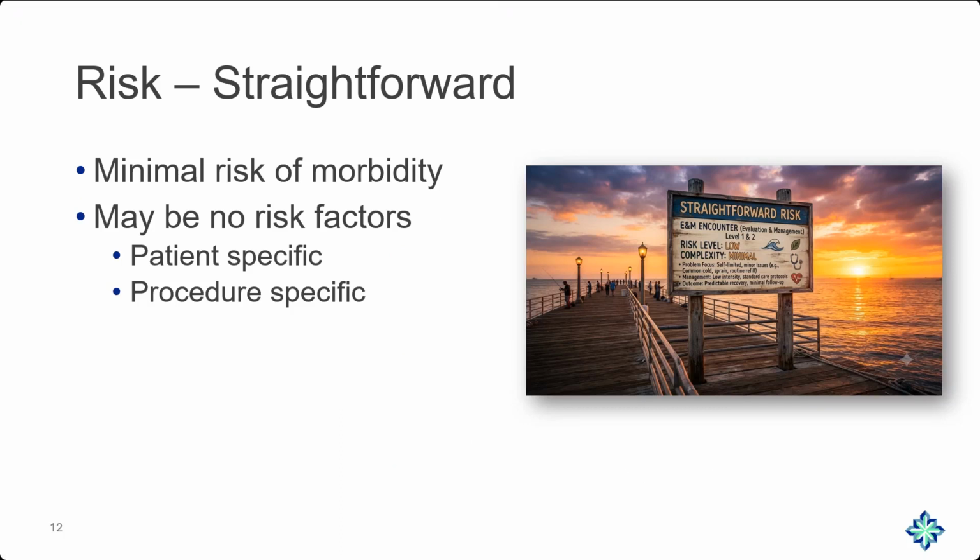An example of something with a straightforward or low risk: an otherwise healthy person that has a sinus infection. That's probably going to be a low straightforward risk. But again, it depends on the patient. Conversely, if they have comorbidities that are being considered, if they have COPD, that's going to likely change their risk factor. So straightforward and low is minimal or no risk.